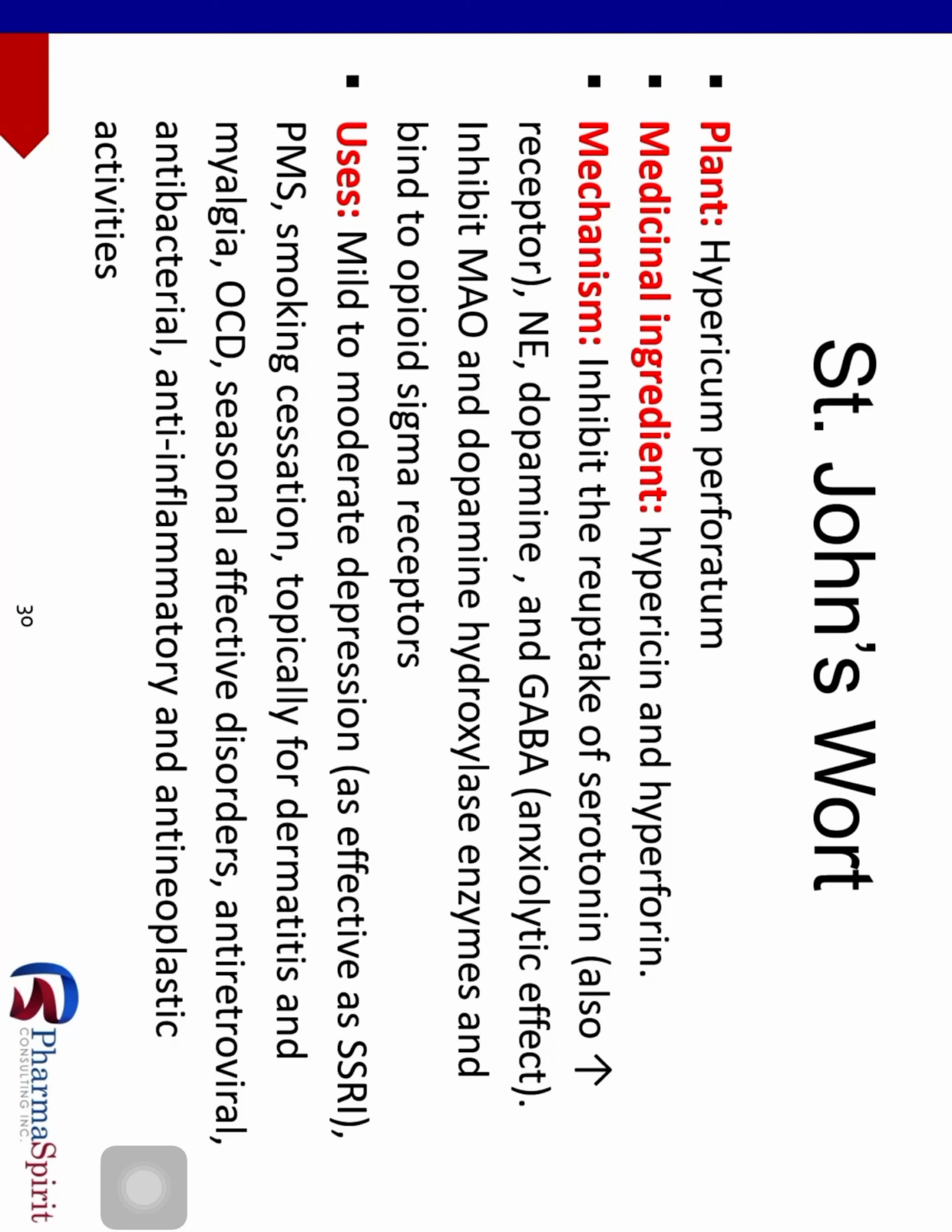In terms of using St. John's wort, it is used in patients who have mild to moderate depression. In mild to moderate depression, St. John's wort can be as effective as an SSRI. It's also used in premenstrual syndrome, smoking cessation. It's used topically for dermatitis and myalgia, used for obsessive compulsive disorders, for seasonal affective disorders. It has some antiviral effect, antibacterial effect, and anti-inflammatory effect. But of course, we all know that St. John's wort is mainly used as an antidepressant.